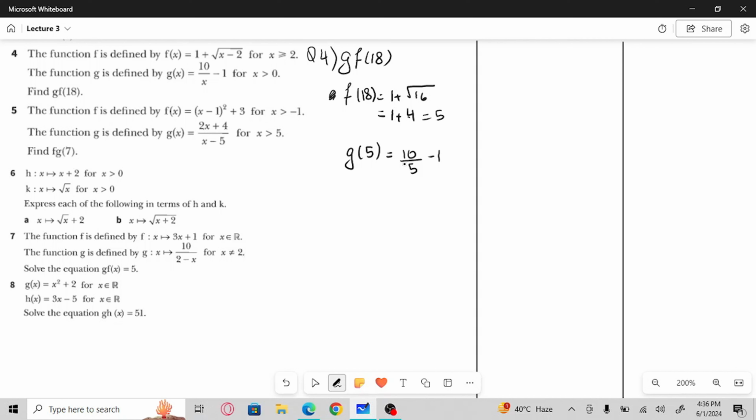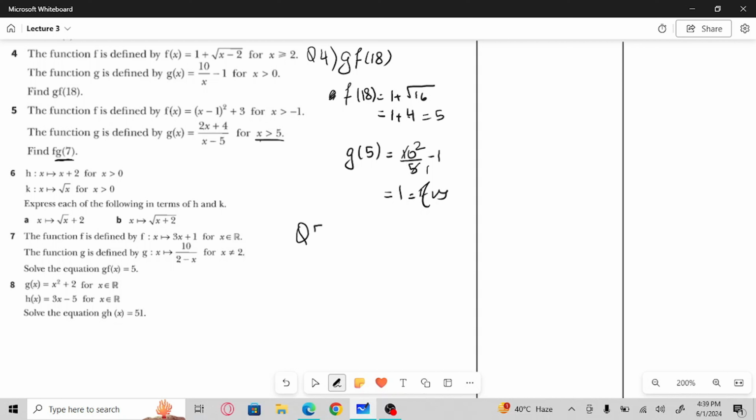These simple steps are basic checks to see whether your answer is correct or not, because in the exams you won't be given the answer manual, so you have to be careful. You have to take checks for every step you do. Okay, so 10 upon 5 minus 1: 5 ones are 5, 5 twos are 10, and 2 minus 1 is equal to 1. So that means 1 is our answer. It means gf(18) is equal to 1.